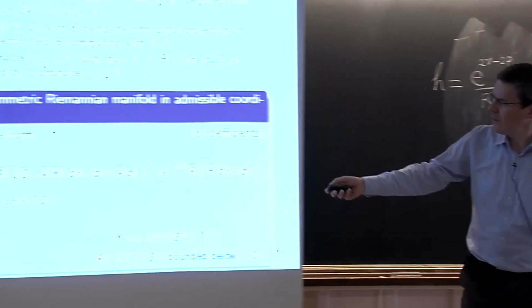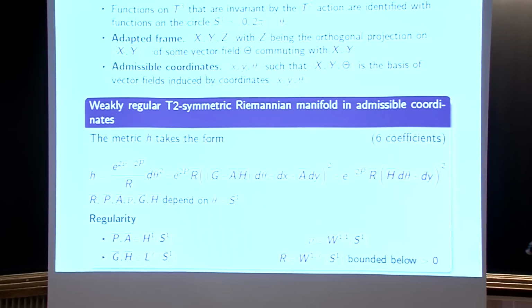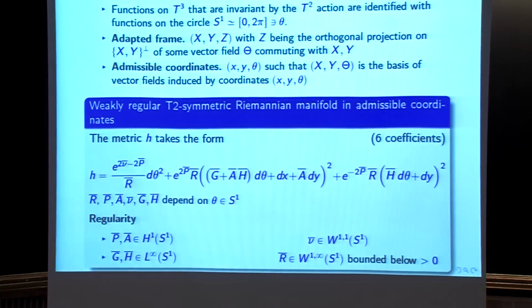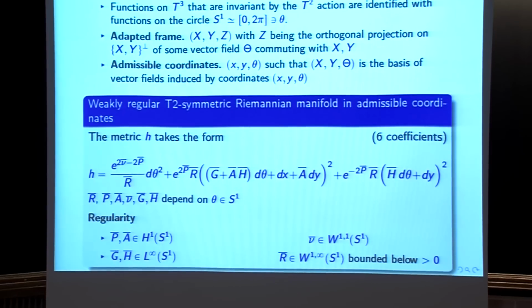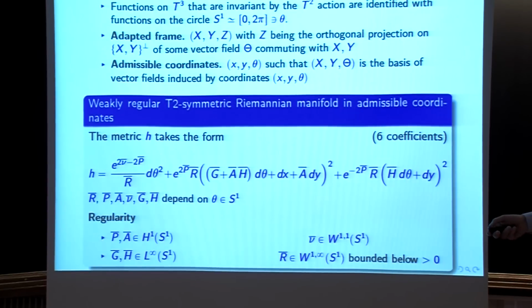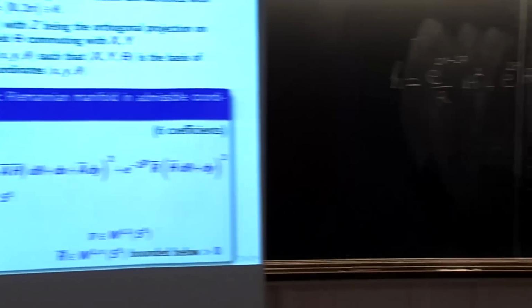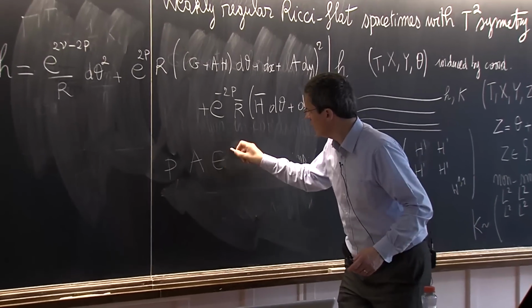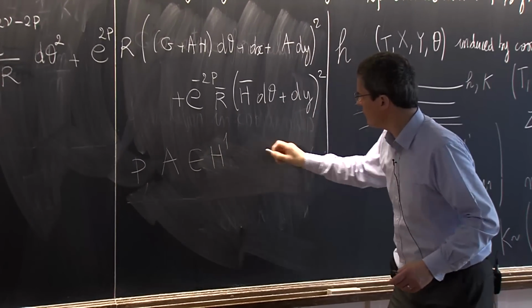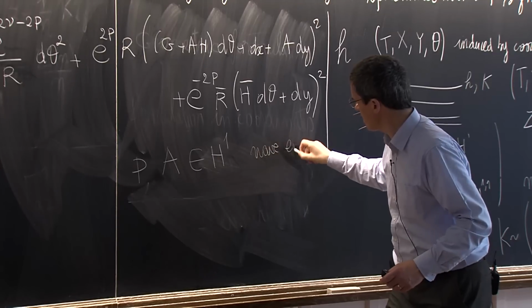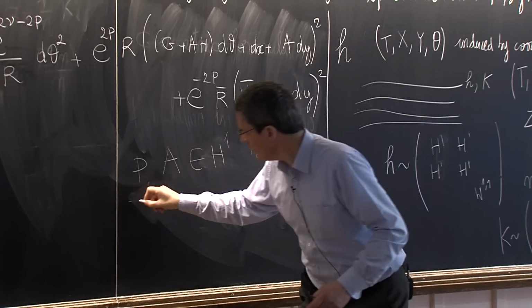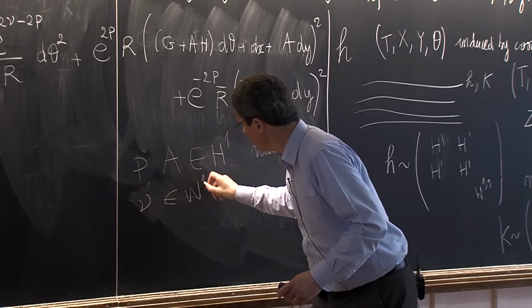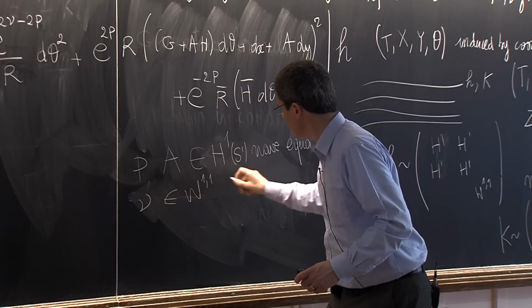So what's important now is to understand how you translate the regularity that was assumed geometrically into regularity of these coefficients. And that's what I've done here. So P and A belong to H1. I will keep this on the blackboard. These 2 coefficients will belong to H1, and they will satisfy these wave equations. Then you have one coefficient ν, which will be in W^{1,1} of S1.